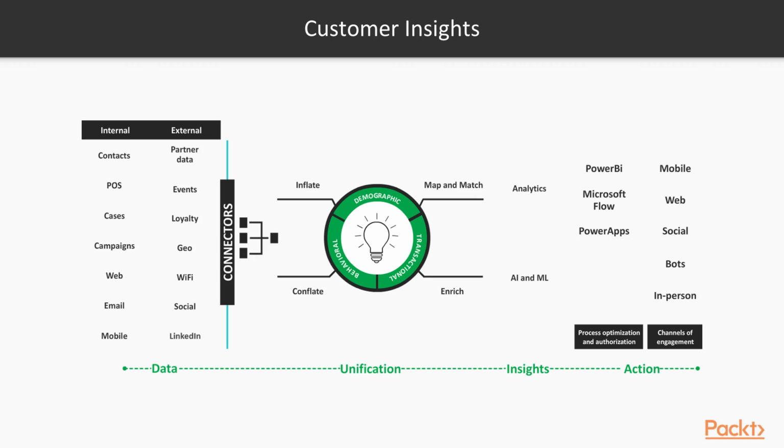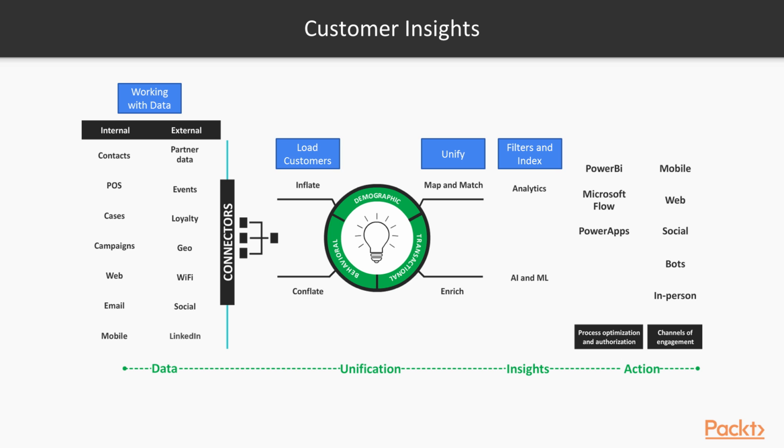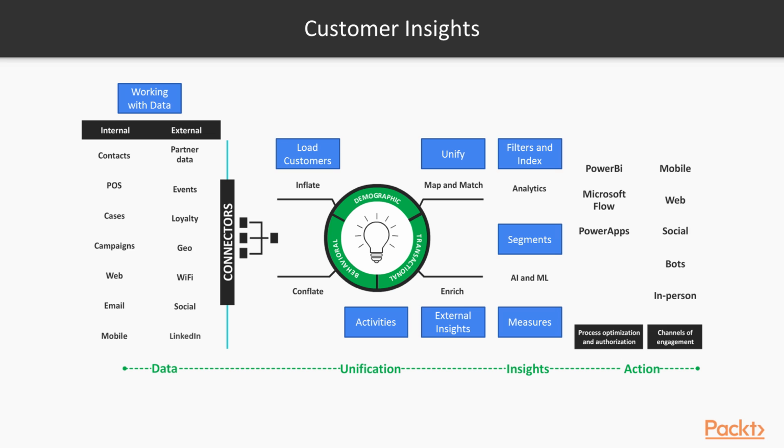So in this section, we're going to cover a series of key points across the whole customer journey using Customer Insights. We're going to start with working with data. We'll then look at how we can load customers. We'll look at how we can go through the unification process. We can create filters and indexes for our customers, how we can load activities to understand how they're behaving. We'll go through a process of creating segments and measures. We'll also enrich that data with external insights. We'll then consume that data and look at how we can attach that to our business process. And the main example we will use will be Dynamics 365.